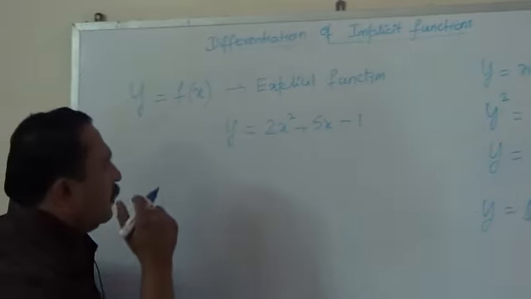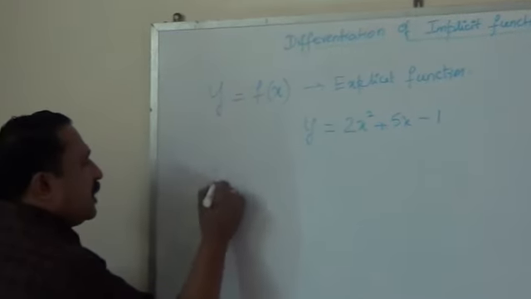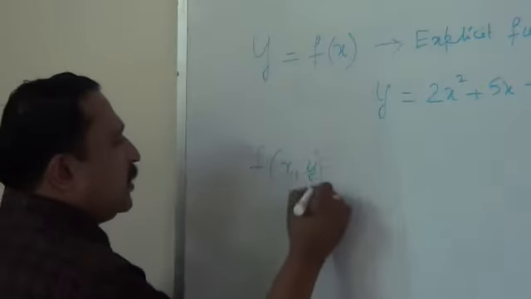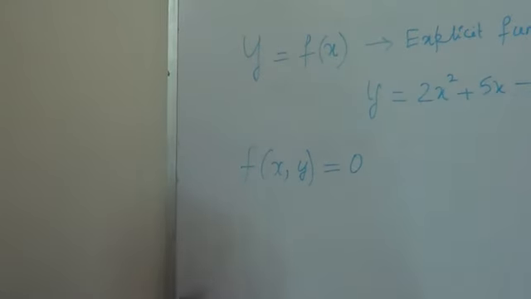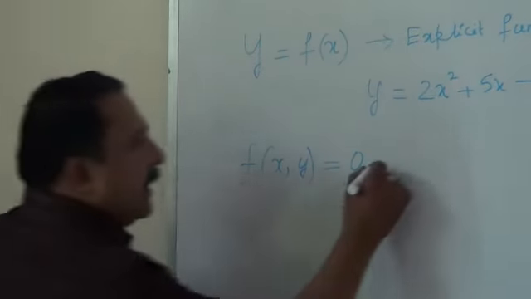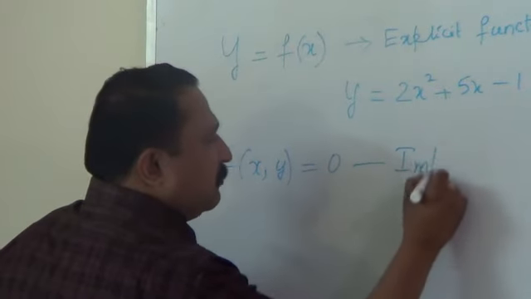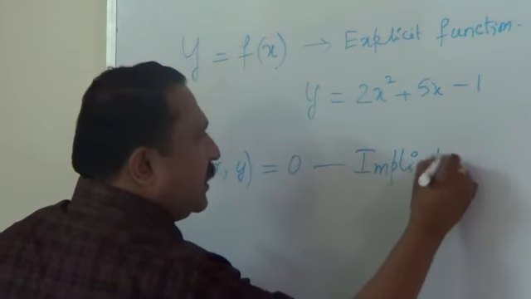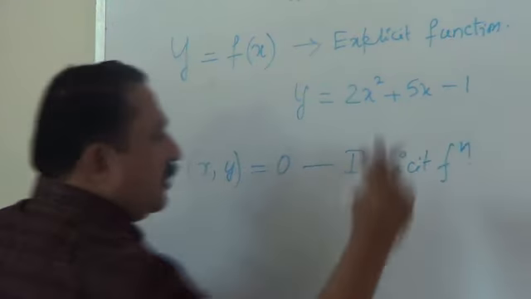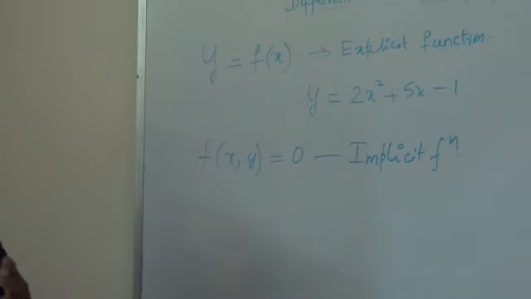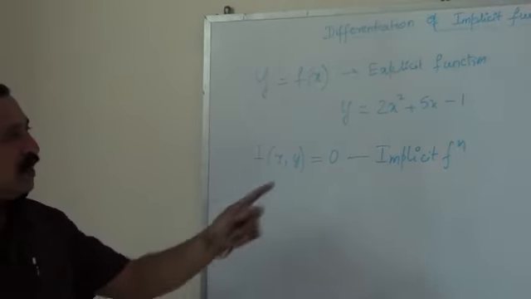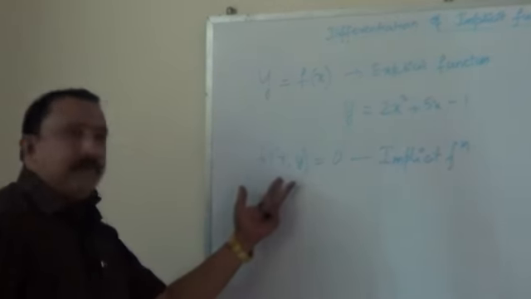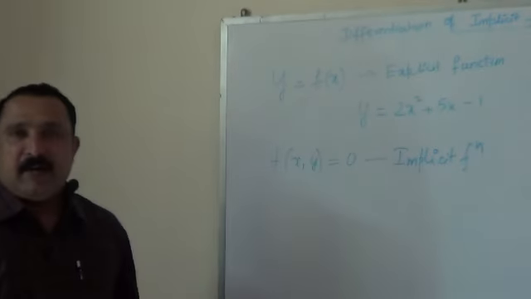I'll give an example. Now look at this function, f of x comma y is equal to 0. This function is called an implicit function. The meaning of the word implicit means something which is not clear. Here you cannot make out which is the dependent variable and which is the independent variable.